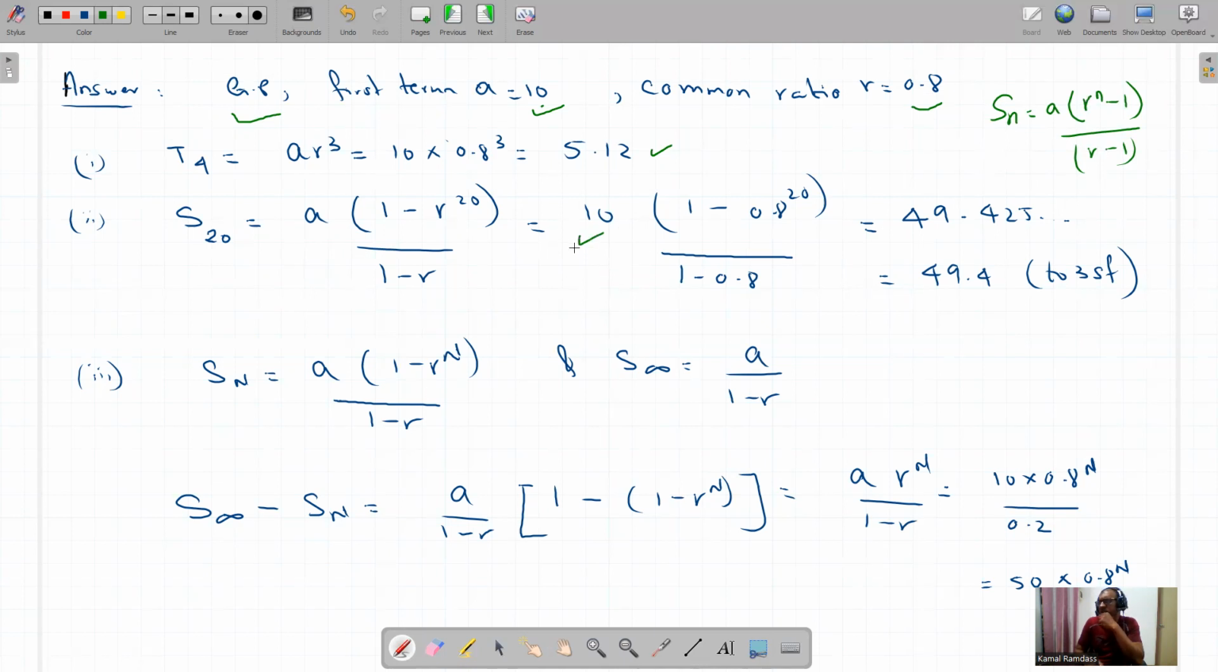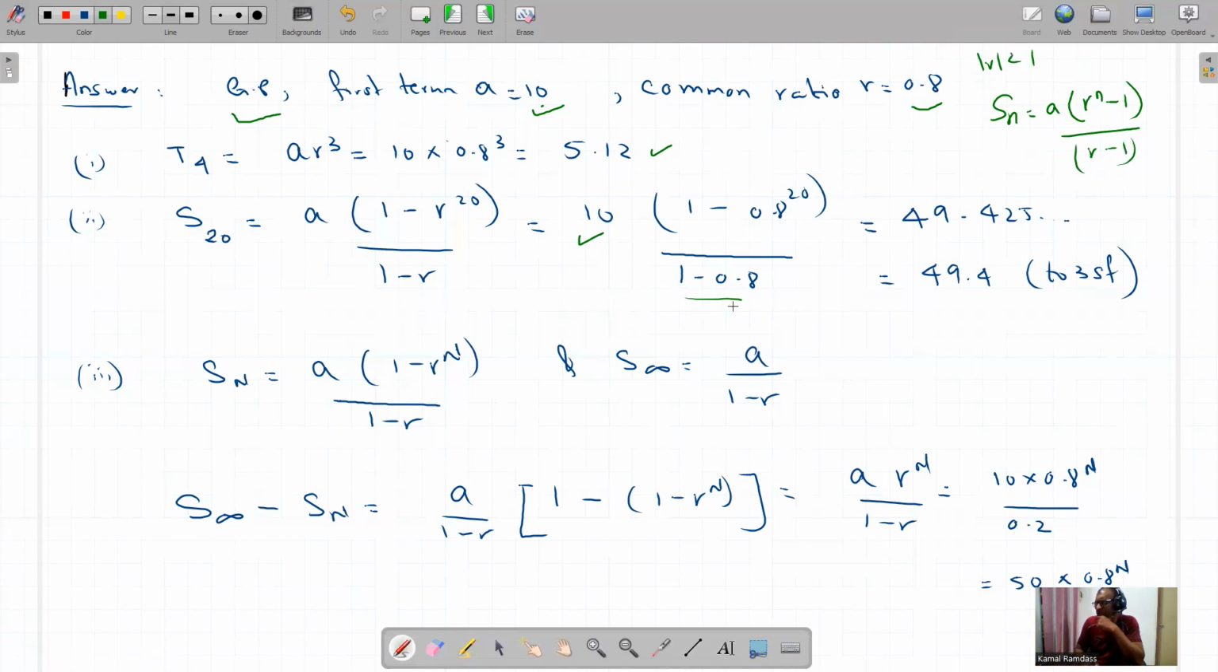10, je connais déjà. Et qui fait que je sers de cette forme? Parce que modulus of R is less than 1. OK? Je préfère faire 1 retire 0.8 que 0.8 retire 1. Là, ça évite les négatives. Less prone to errors. Plus difficile de faire erreur. OK. Et 1 moins 0.8 à la puissance de 20, et on gagne 49.